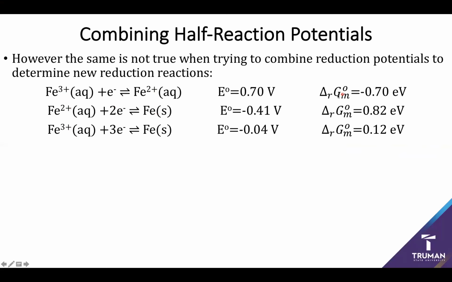So what I can do is, if I know the Gibbs free energy of reaction for this reaction, I only have a single electron, so all I do is switch the signs and I get negative 0.7 eV. This reaction has two electrons, so I switch the sign as I go from potential to Gibbs, and I multiply it by 2. Then I can add my two Gibbs free energies of reactions together and get a net reaction of 0.12 eV. From there, we can then divide the whole reaction by 3 and get back my starting potential.